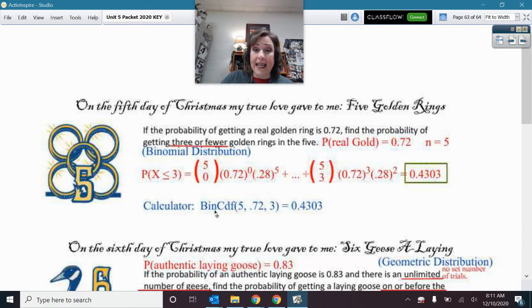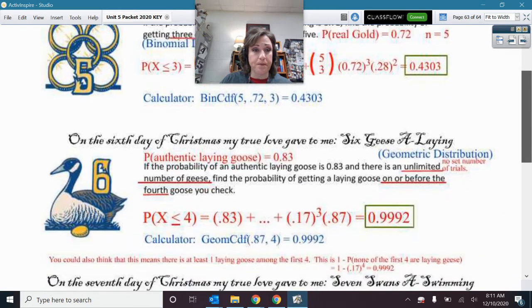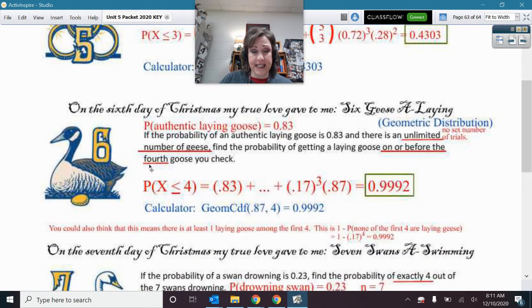Now, our calculator will accumulate from the bottom. So I can do binomial CDF of 5, 0.72, up to and including the 3. So that's 0.4303. And the 6th day of Christmas, we want an authentic laying goose, and that's an 83% chance of that.